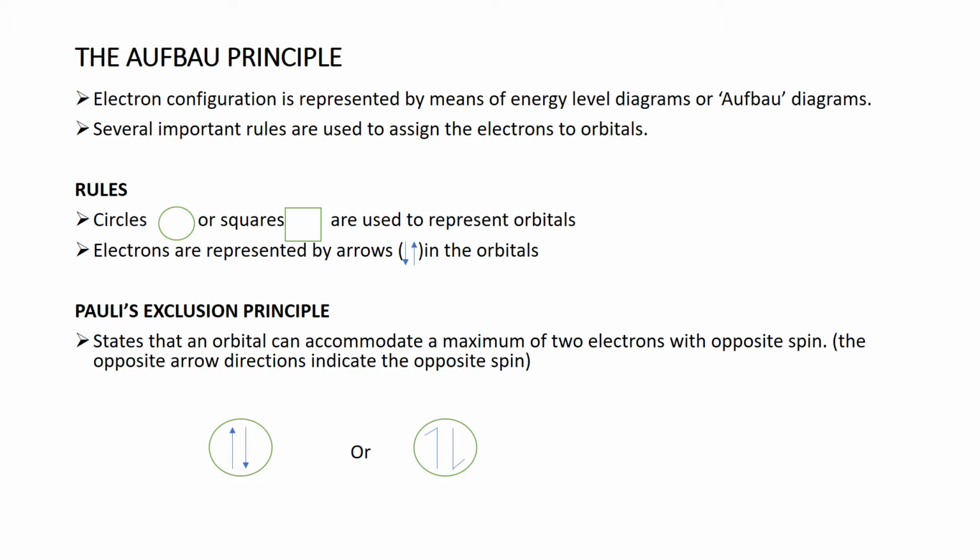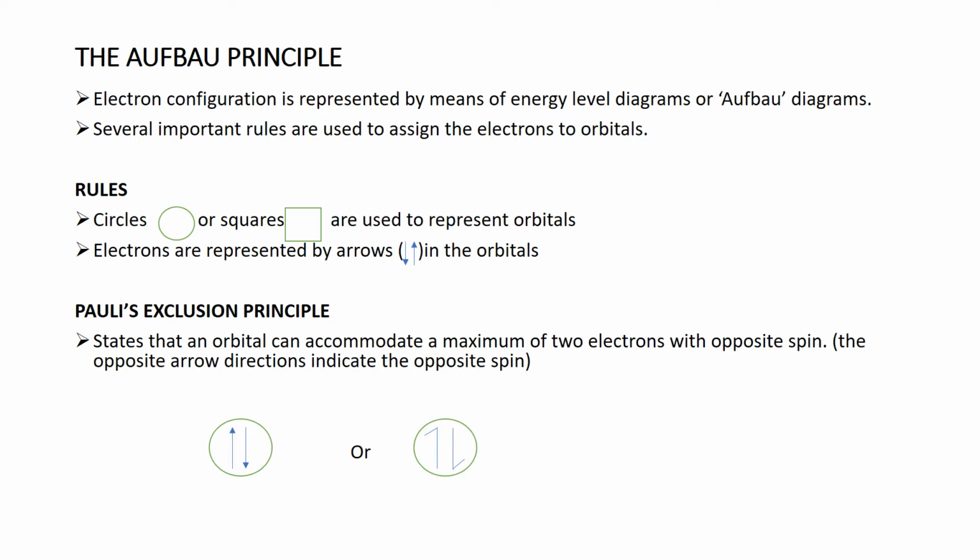In science, we have so many rules, so you have to get used to them. What are the rules? We use circles or squares to represent orbitals, and we use arrows to represent electrons in the orbitals. Let's look at Pauli's exclusion principle. It states that an orbital can accommodate a maximum of 2 electrons with opposite spin. The opposite arrow directions indicate the opposite spin.